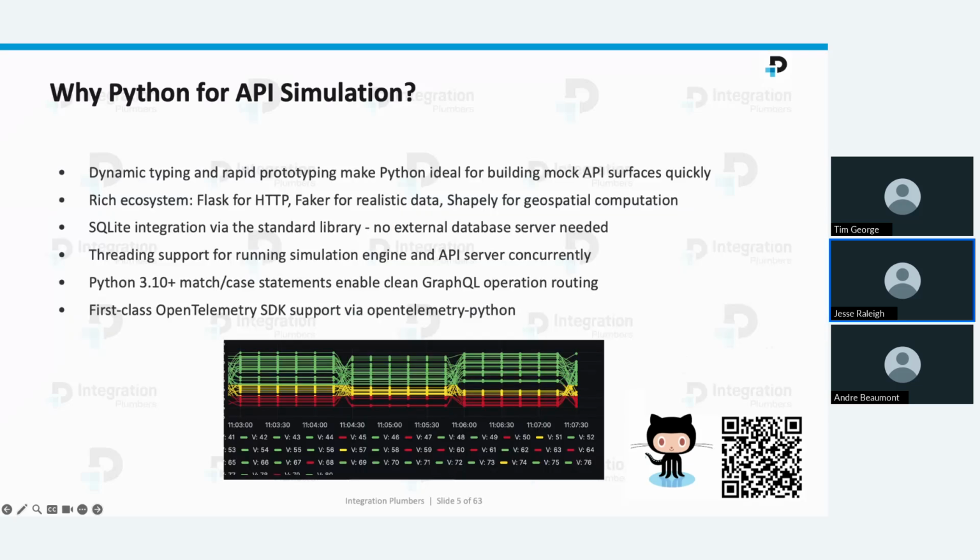Python has a very rich standard library, which enables us to develop internal tools quickly with minimal external dependencies. This provides several benefits, including reducing the security footprint of our simulator. SQLite provides a robust local database solution, allowing us to store application state and configuration data conveniently and efficiently. The match case syntax available in Python 3 and later is particularly well suited for routing GraphQL operations, which we'll see shortly. And of course, Python has first-class OpenTelemetry SDK support, which makes it a natural fit for the observability side of the project as well.